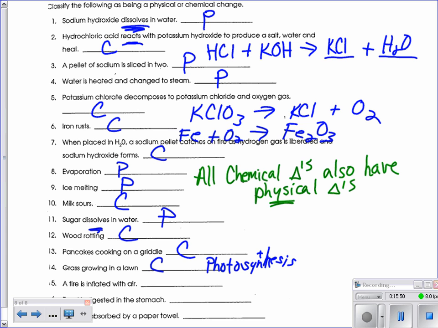Okay, a tire is inflated with air. Physical. Food's digested in the stomach. Chemical. And water is absorbed by a paper towel. Physical. Beautiful. You did it. We're done.